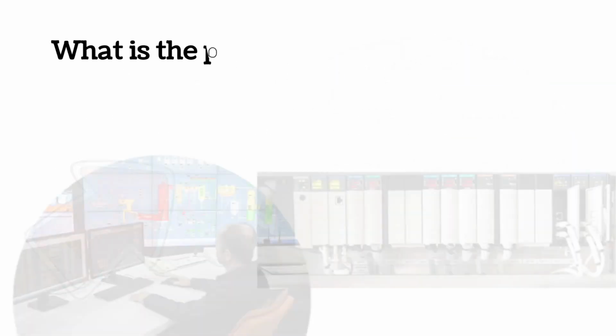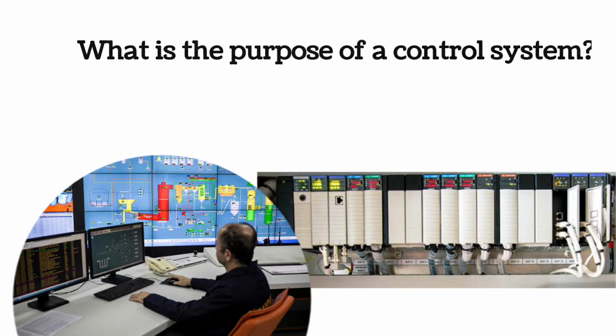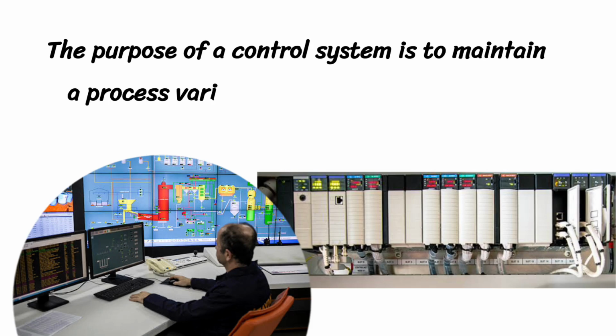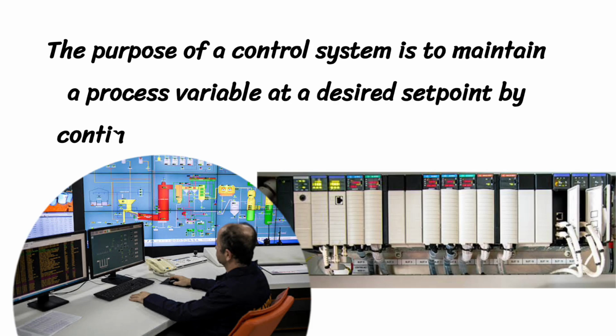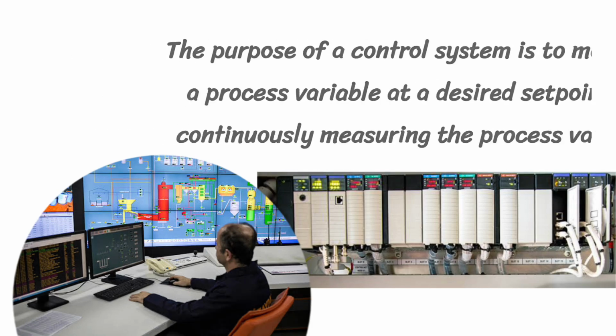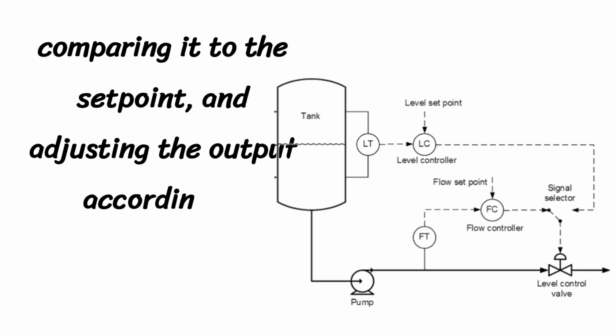Next question is, what is the purpose of a control system? The purpose of a control system is to maintain a process variable at a desired set point by continuously measuring the process variable, comparing it to the set point, and adjusting the output accordingly.